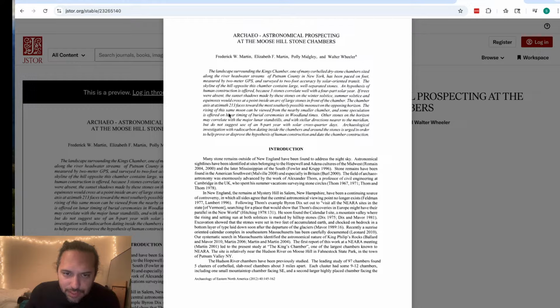The rising of this same moon can be viewed from the nearby smaller chamber, and some speculation is offered on lunar timing of burial ceremonies in woodland times. Other stones on the horizon may correlate with major... Okay. 8-part year of the solar cross-quarter days. Archaeological investigation with radiocarbon dating inside the chambers and around the stones is urged in order to help prove or disprove the hypothesis of human construction and date the chamber construction.